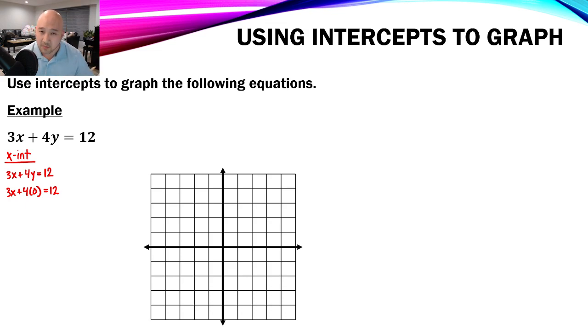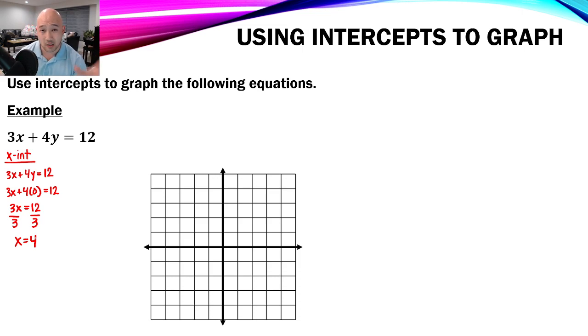I know that 4 times 0 is just 0. So this would give me 3x plus 0. You don't even need to write the plus 0, if you already know that. We just know that 4 times 0 is 0. So now we just have 3x on the left side, and that's equal to 12. And if I want to solve this for x, all I would do is just divide 3 on both sides, which gives me x is equal to 4. Cool. So I just found my x-intercept.